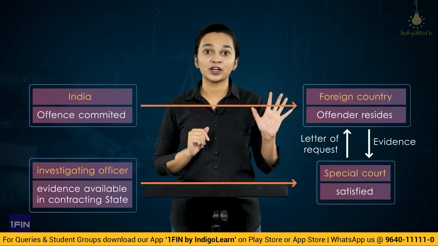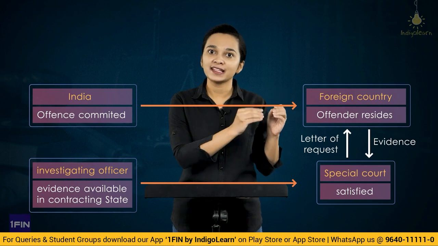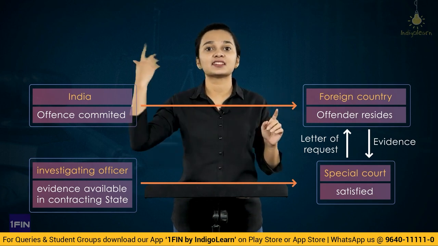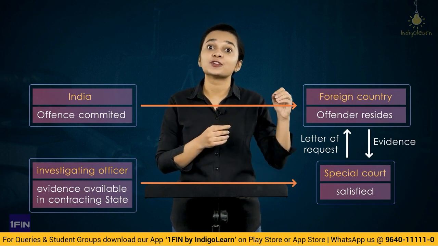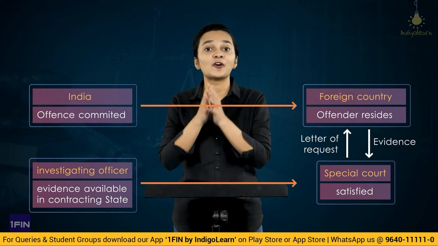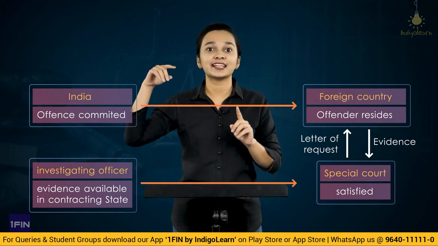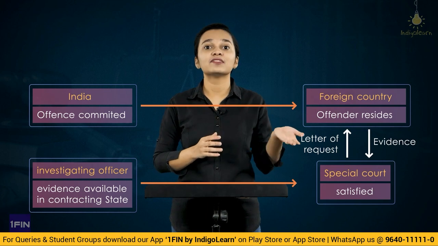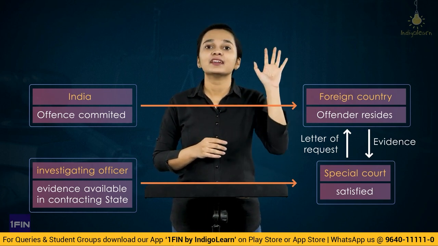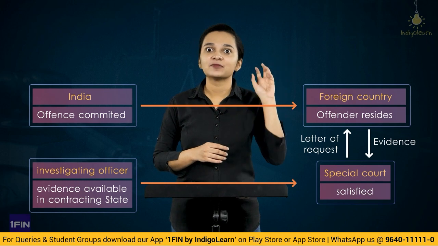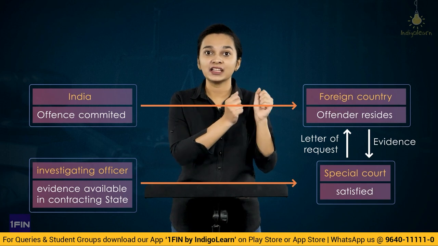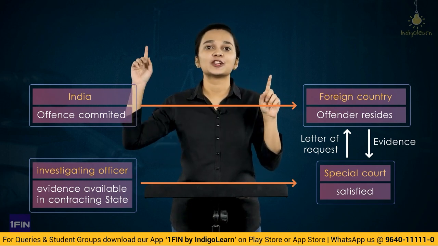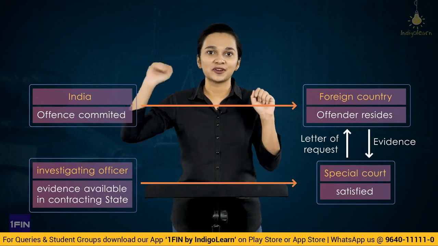So first, an investigation is going on against a person where the offence has been committed in India, but the person is, say, outside India. Now in this situation, the investigating officers or any officer of superior rank are of the opinion that they will find evidence in the other country. So they will approach the special courts. Now special courts, on being satisfied that the claim made by the investigating officers is correct or valid, may write a letter of request to the competent authority in that other contracting state.